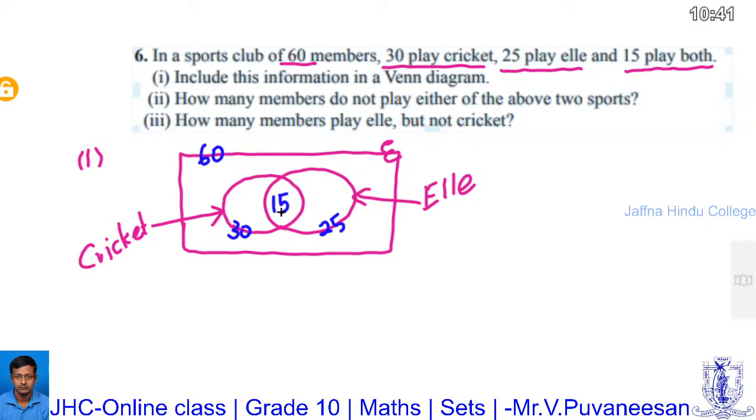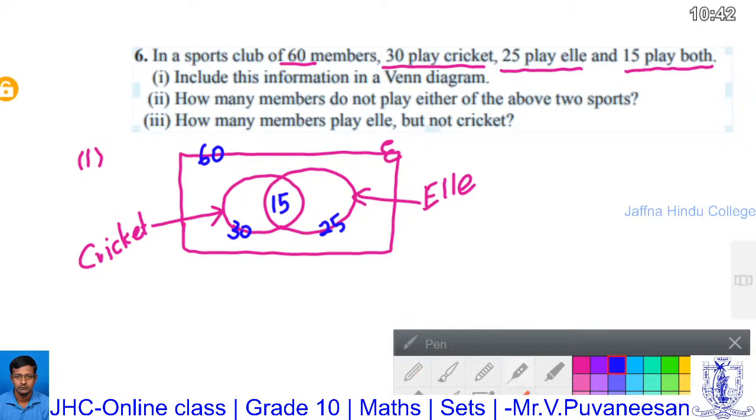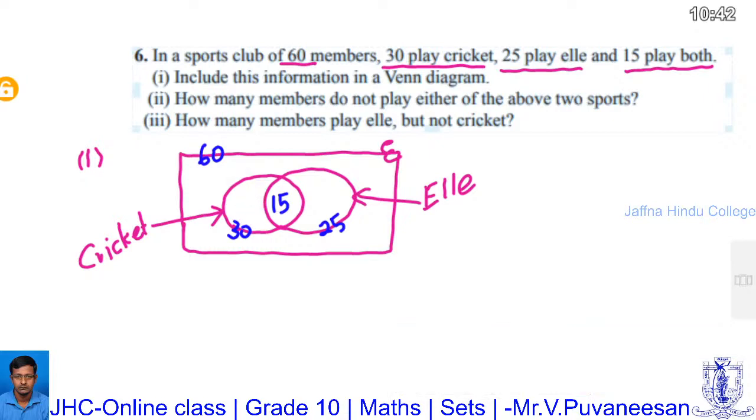Now we need the number of players playing cricket or LA, either cricket or LA. If we know that, then we can find those who did not play either of these two sports. So first we find the number of members in these two regions, this region and this region.